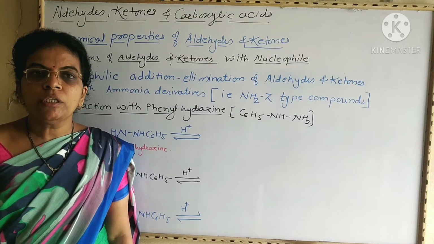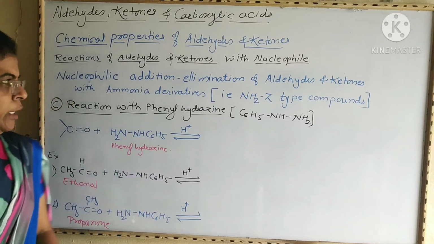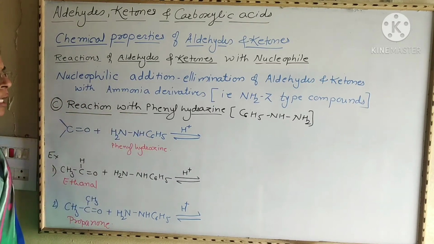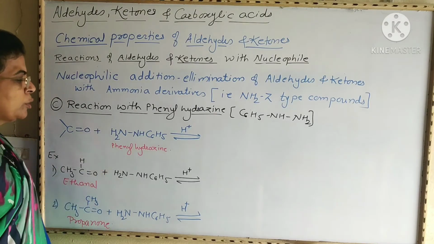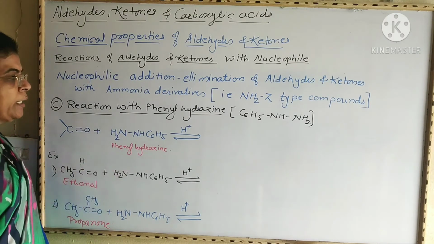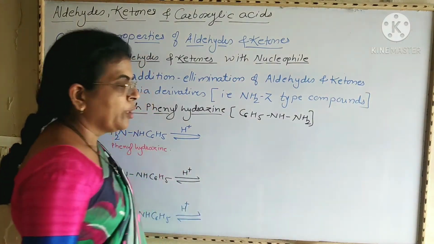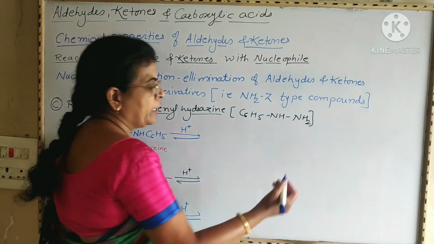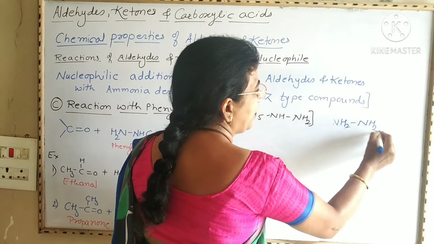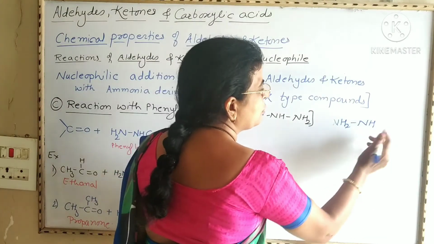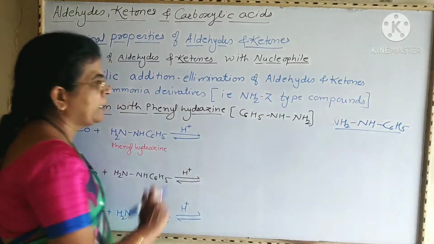Now the next nucleophilic addition-elimination reaction of aldehyde and ketone is the reaction with phenylhydrazine. Now here, when aldehydes or ketones are treated with phenylhydrazine. Now the formula of phenylhydrazine is C6H5NHNH2. We know hydrazine. The formula of hydrazine is NH2NH2. And when one hydrogen atom from this hydrazine is replaced by a phenyl group, then it becomes phenylhydrazine.